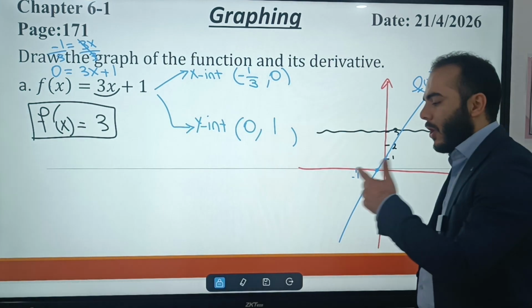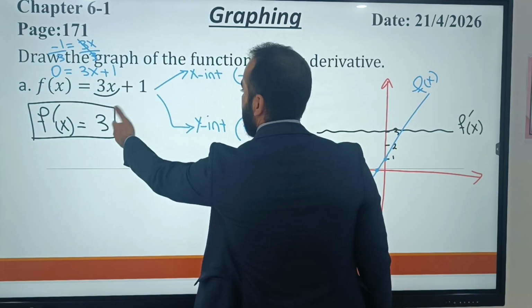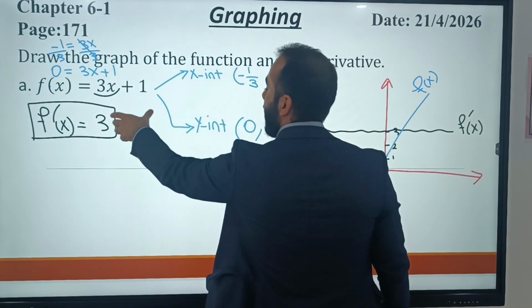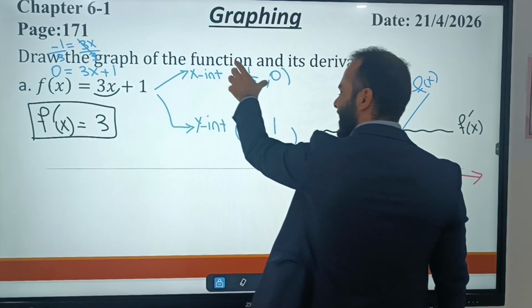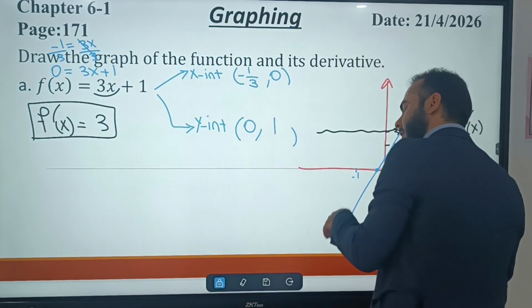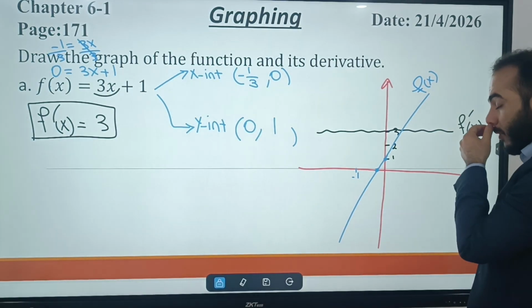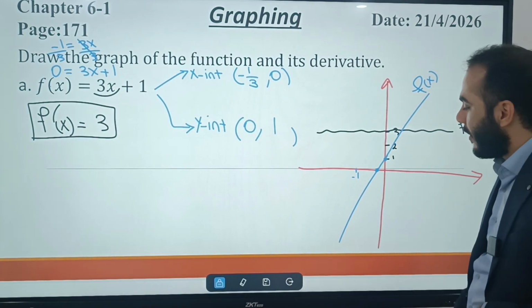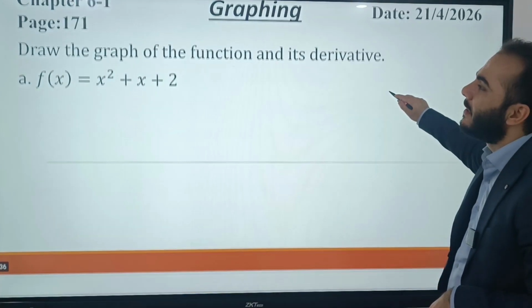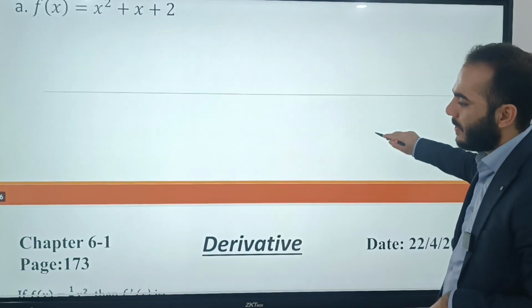To graph the constant function, just go and make a straight line on that number that the function equals to. To graph the linear function, the best way is to find the intercepts. Then plot these 2 points and join them. That's going to give you the graph. But what if the question was quadratic? How are we going to deal with it?